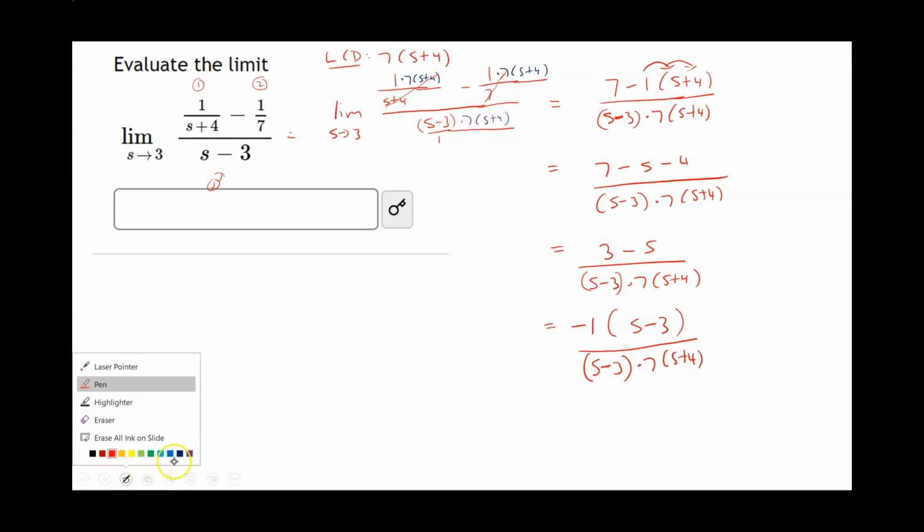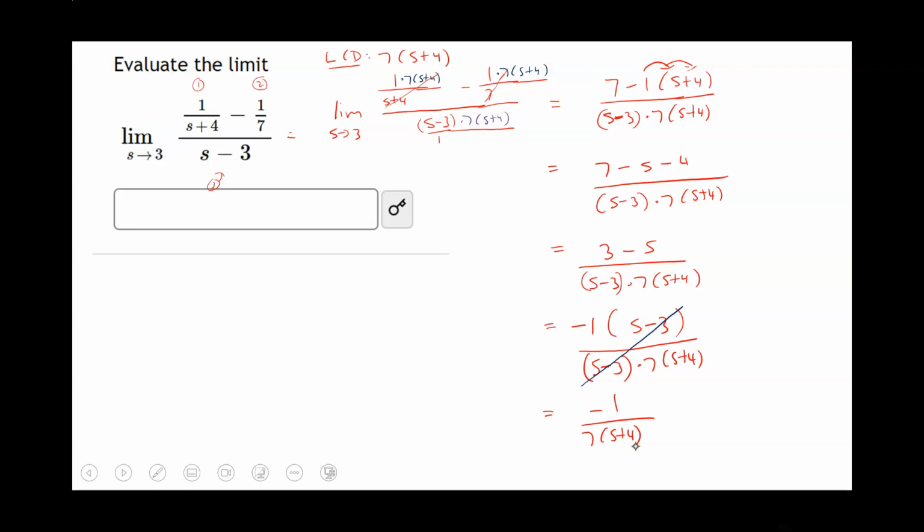So we can cross out the s minus 3's, and what I'm left with here is going to be a negative 1 divided by 7 times the quantity s plus 4. So all of this simplified to negative 1 over 7 times the quantity s plus 4. So now I have limit as s approaches 3 of the quantity negative 1 over 7 times s plus 4.